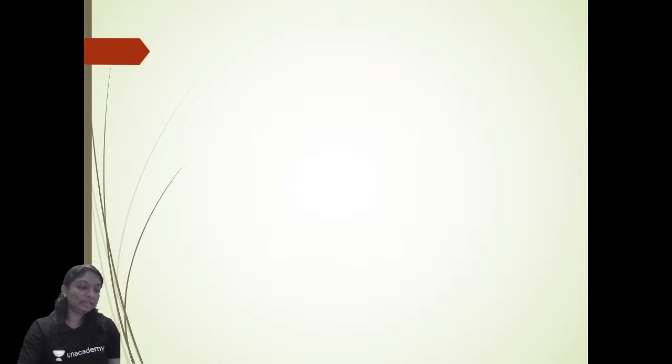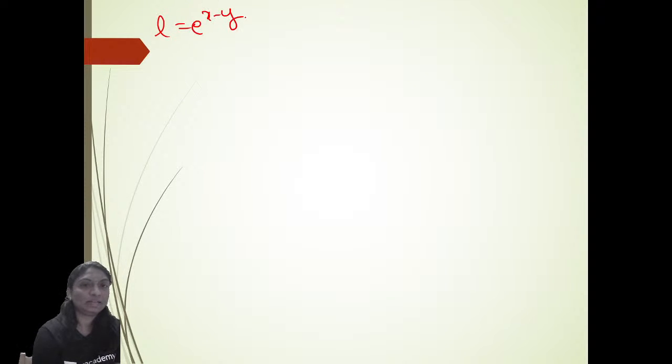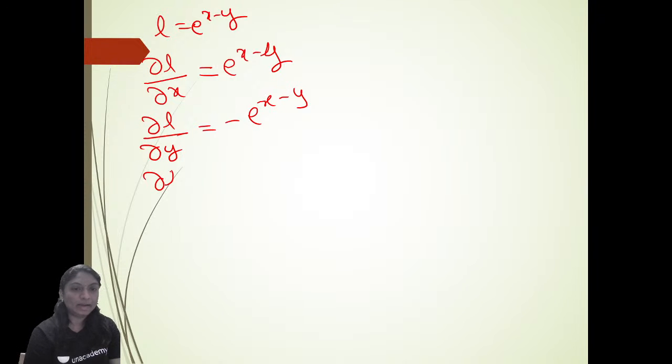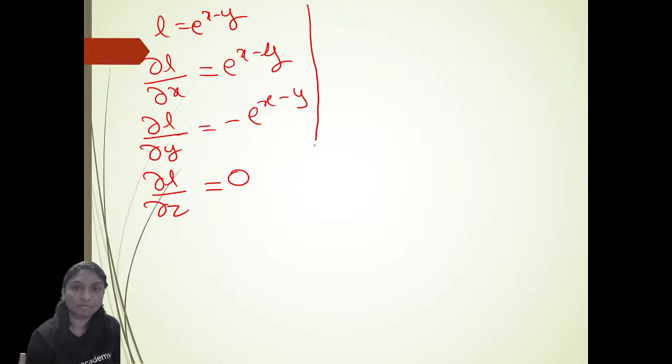Now here L is given, L is equal to e^(x-y). So what we will do, we can calculate ∂L/∂x, which is equal to e^(x-y) as it is. ∂L/∂y here is minus e^(x-y), right? And ∂L/∂z is equal to 0. Exactly similar way for the m.